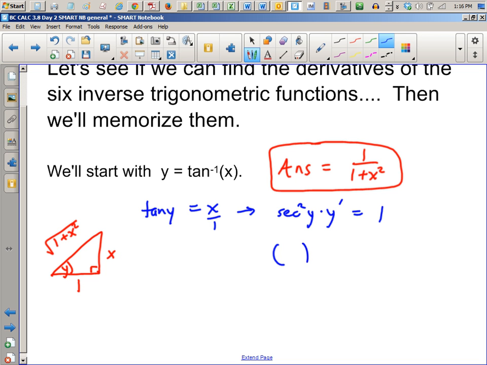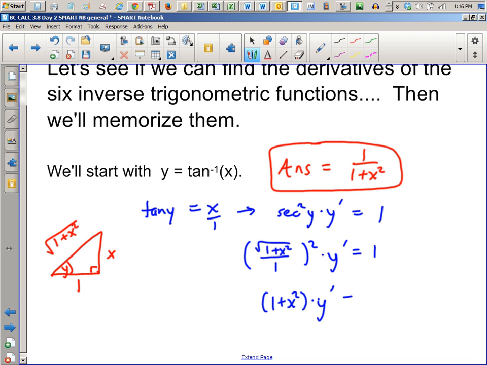Now look at your triangle and determine what secant is. Secant is hypotenuse over adjacent. So that would be the square root of 1 plus x squared all over 1. But this just gives us 1 plus x squared times y prime equals 1. And so we can conclude that y prime equals 1 over 1 plus x squared.